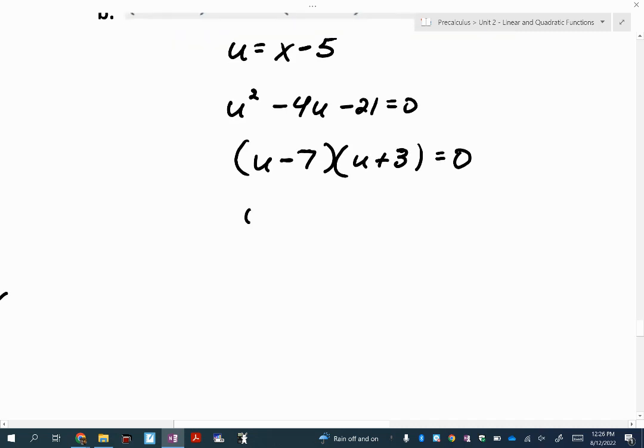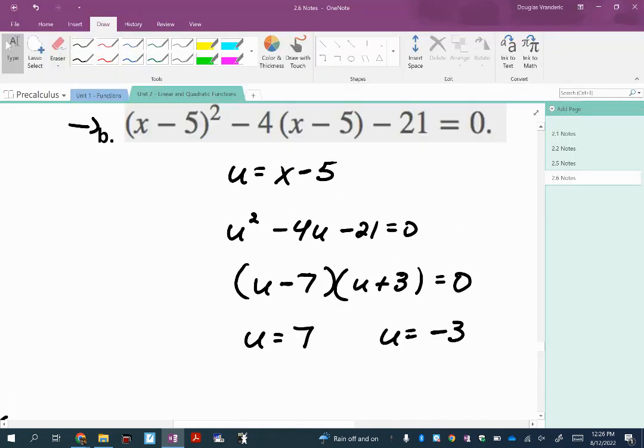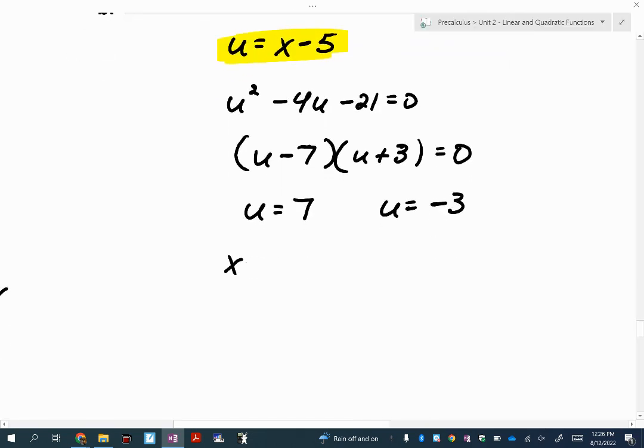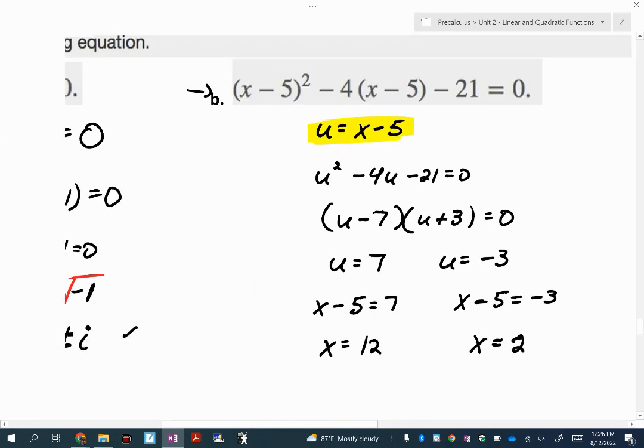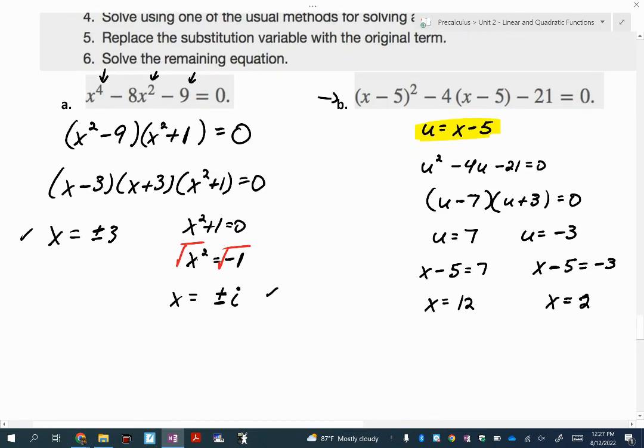Okay? Now if I were to just be dealing with u's, I'd have u equals 7 and u equals negative 3. But this whole thing started, right, letter B started with they included x. So now if I go back to my substitution here, right, and u is the same as x minus 5, I can replace this as x minus 5 equals 7, and x minus 5 equals negative 3. So I get x equals 12, or x equals 2. All right. So it's still quadratic, something you've seen before, but a little bit of a change up to what we did last lesson.